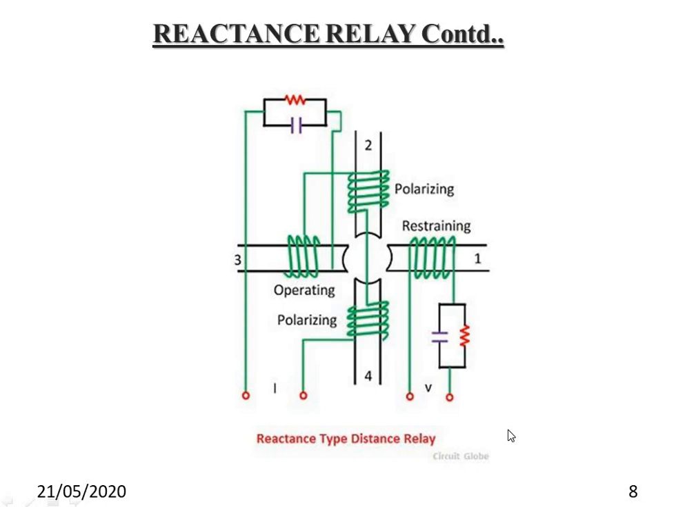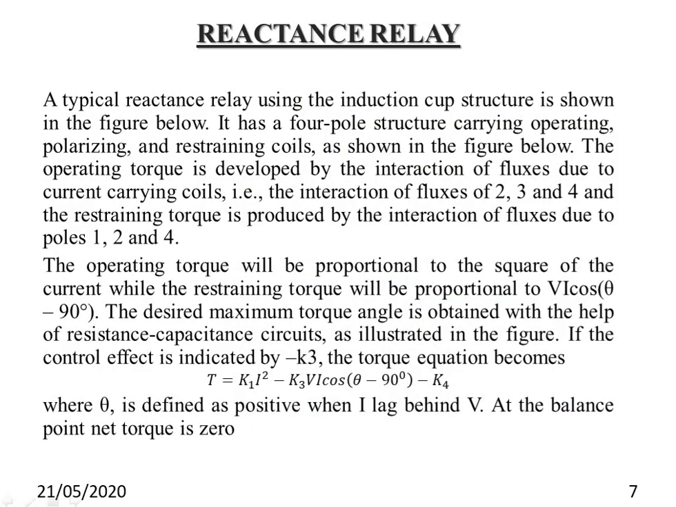With the restraining coil or the operating coil, you can see there is an RC circuit. This RC circuit helps make the torque angle the maximum, that is 90 degrees, because R and C are given, definitely the angle will be 90 degrees. That is why the torque angle for this type of relay is 90 degrees. Now how will it work? It's a 4-pole structure carrying operating, polarizing and restraining coils, which I have shown in the diagram.